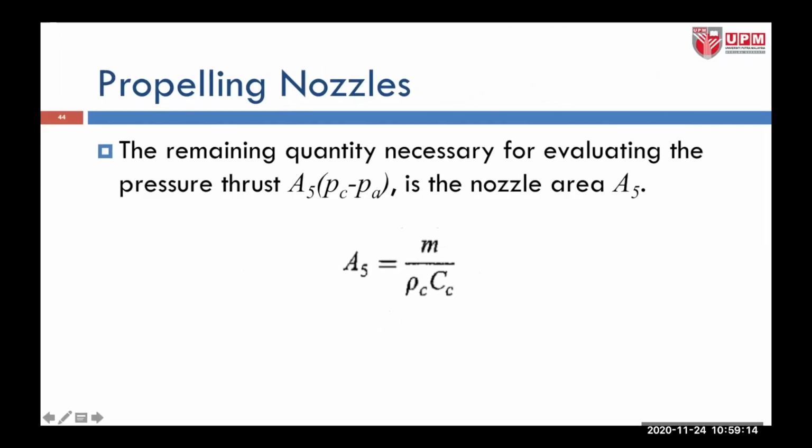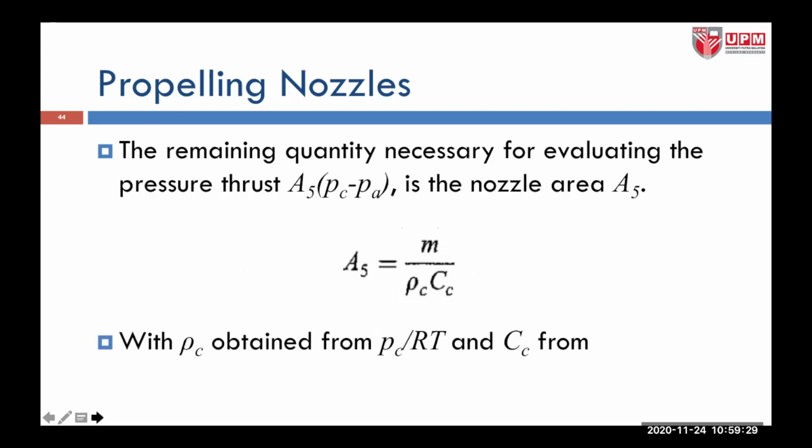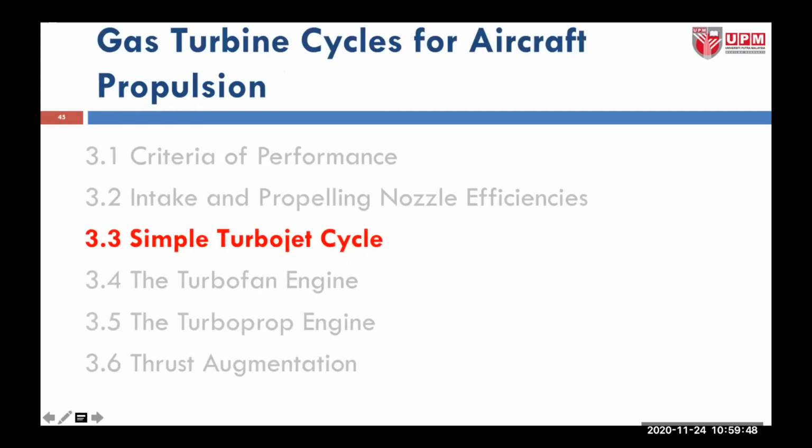And the remaining quantity necessary for evaluating the pressure thrust is the nozzle area, A5. That's why I said A5 nozzle area for the jet pipe is crucial. And with density at the critical obtained from the ideal gas equation, PC over RT, we have the critical velocity from this expression. That would conclude our session.